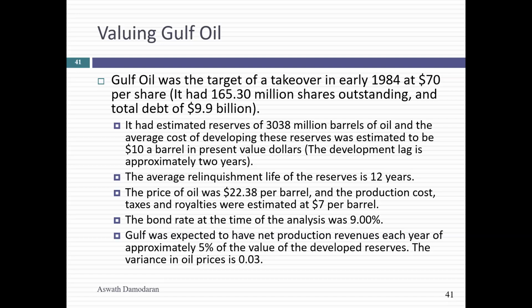Incidentally, they had the rights to these reserves on average for 12 years. The reason I throw in the "on average" is these reserves were in different parts of the world. Some parts at 6 years, some parts 15. The average was about 12. And finally, the oil price variance was about 0.03. You can make it into a standard deviation, but basically the variance in oil price was 0.03.